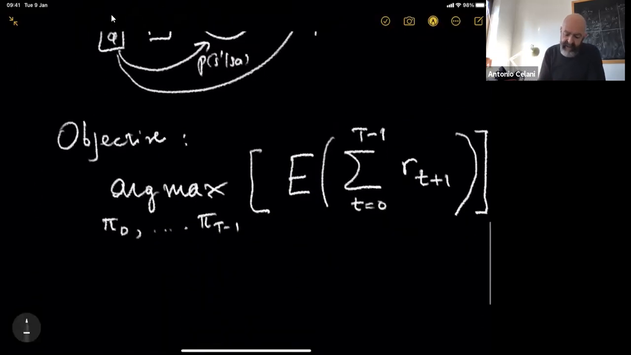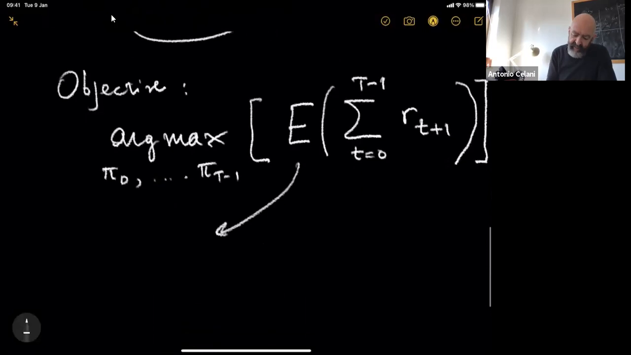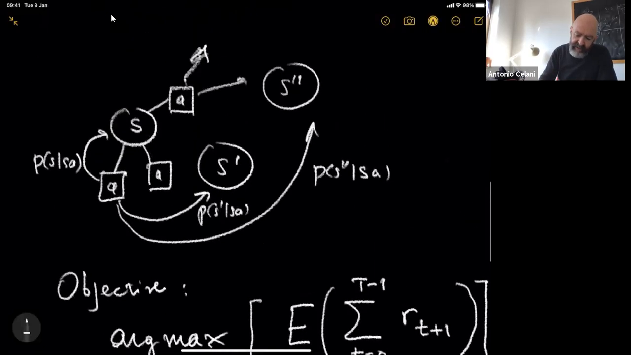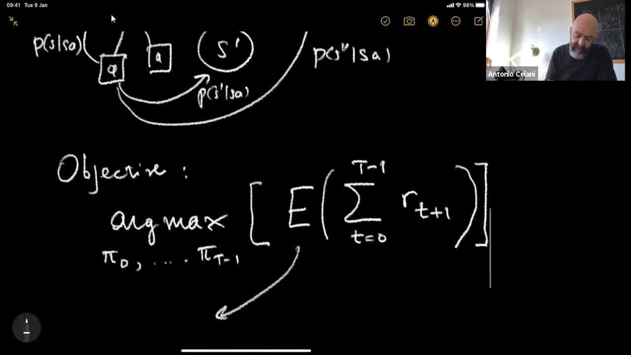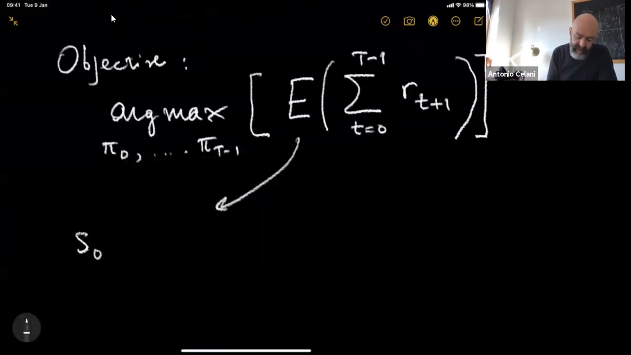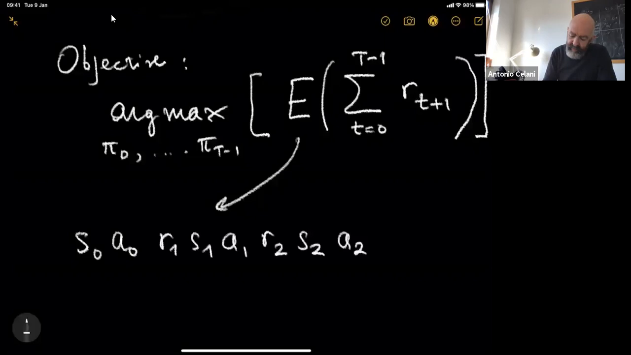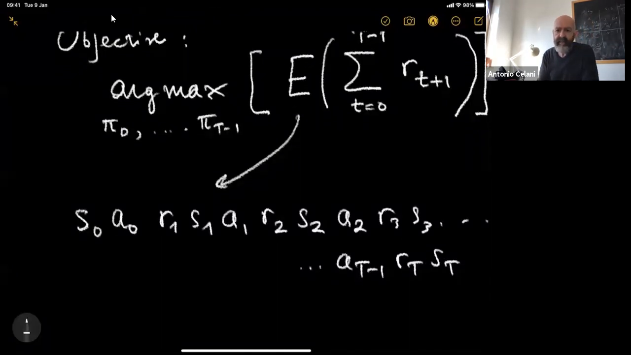Okay, so let's clarify what this expectation value means. It means that we are along this sequence, a sequence generated by this process, which I can write down as a stream: state zero, action zero, then we get reward one and state one, and then we have action one, and this gives reward two and S2. From state S2, I pick action two, which gives me a reward three and state three, and so on, until I end up with A capital T minus one, RT, ST. So this is a full history from beginning to end.